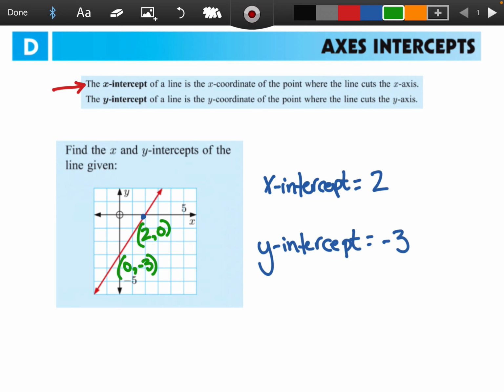What you'll notice is that for the x-intercept, y is equal to 0, because we haven't moved vertically at all. We haven't moved off of that x-axis, so the y-coordinate is going to be 0. Similarly, for the y-intercept, x is equal to 0 because we haven't moved horizontally at all. We are still sitting right on that y-axis. But when you're asked to find the axes intercepts, you're just looking for a single number, okay?